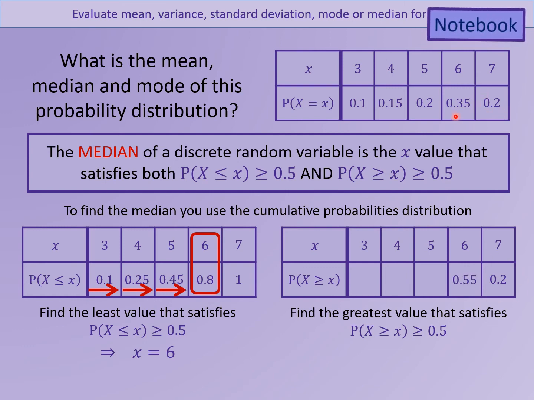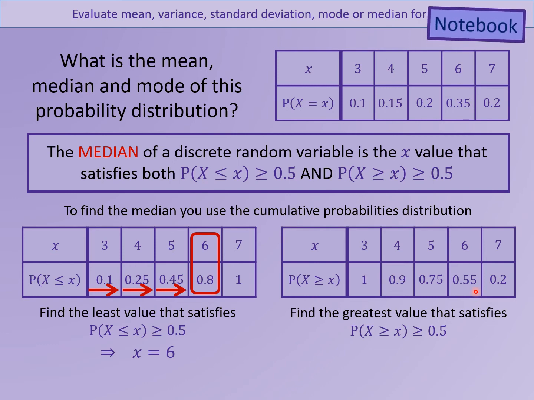Greater than or equal to 6, that means 6 or 7, so we add together those two values, 0.55. Greater than or equal to 5 is now these three values added together. Greater than or equal to 4 is these four values. Greater than or equal to 3 is then all 5 of the values added up, which is 1. So we've now got the cumulative distribution, but from the other side, so greater than or equal to x.